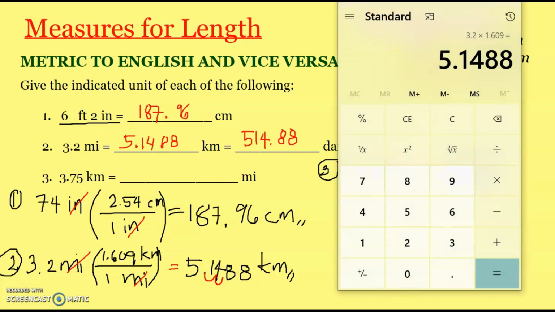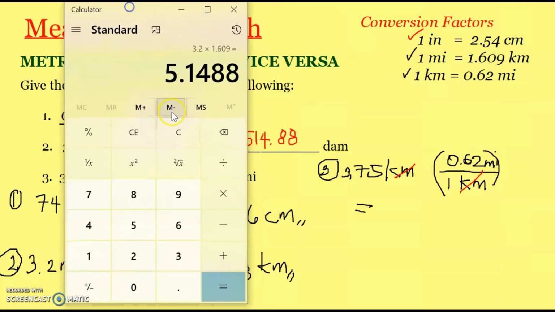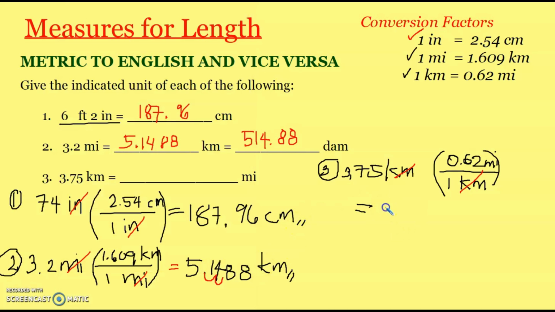So, calculator come out. Dito natin ilipat. 3.75 multiplied by 0.62. And we get 2.325 miles. So again, no rounding off. We write here on the blank 2.325. And there you have it.